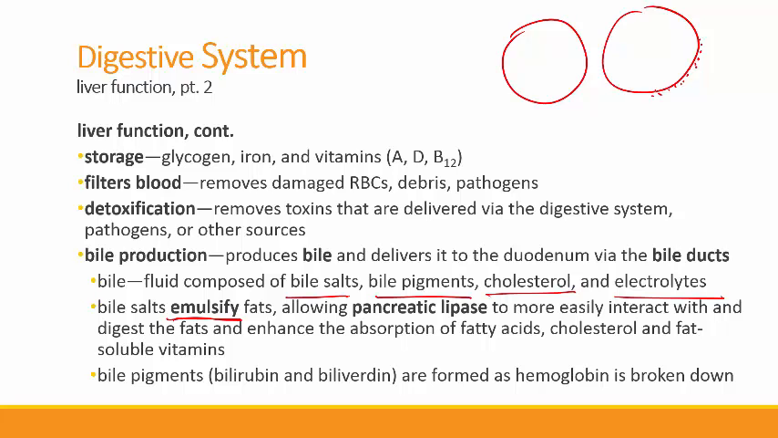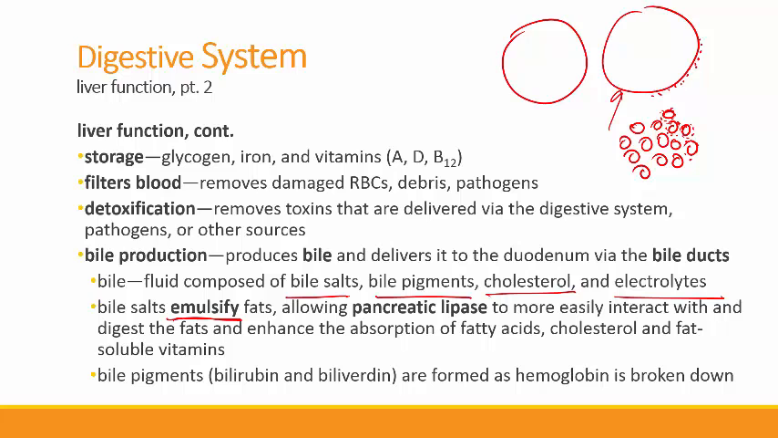So that's a fairly inefficient way. But if we could somehow break this fat globule up into a bunch of smaller fat globules, like this, then when the enzymes come to attack it, they'll actually have time to digest all the triglycerides in those fat globules as they do their work. So the same number of enzymes can get a lot more work done if we emulsify the fat. If we take the large fat globules and break them up into really tiny fat globules.